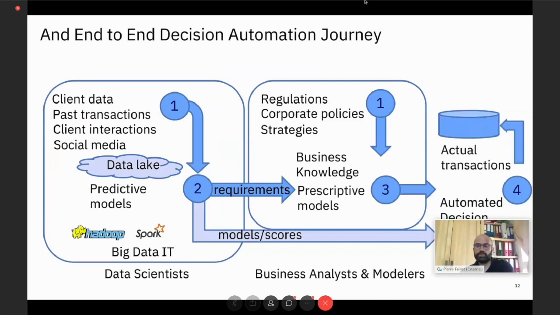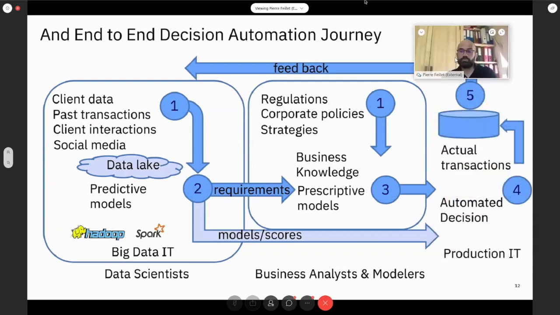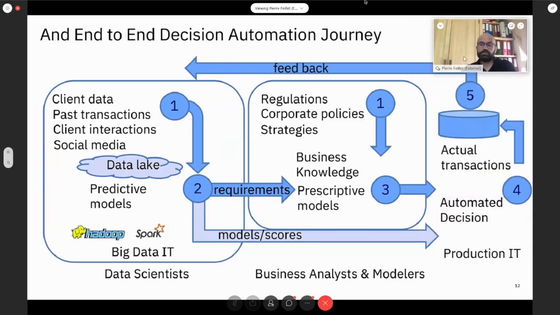Automation of the decisions is done, and it generates a database of transactions. And from the transactions, there is usually a feedback loop. But with the feedback loop, you can spend weeks, months in some cases, to have feedback to the data lab team in this cycle.